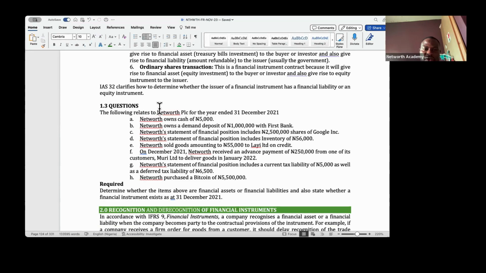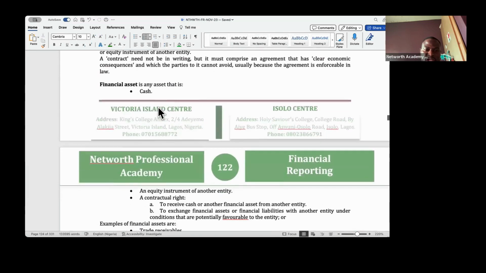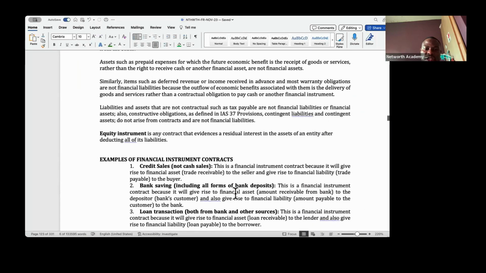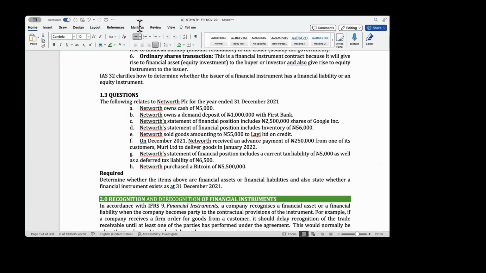Don't forget, when I defined financial assets, we said a financial asset is an equity instrument of another entity. So when you buy shares in another entity, that's a financial asset. What Networth is doing right now is that it bought shares of Google. So that is purely a financial asset to Networth. That's an investment in shares. Is that clear? Yes, it is, thank you.